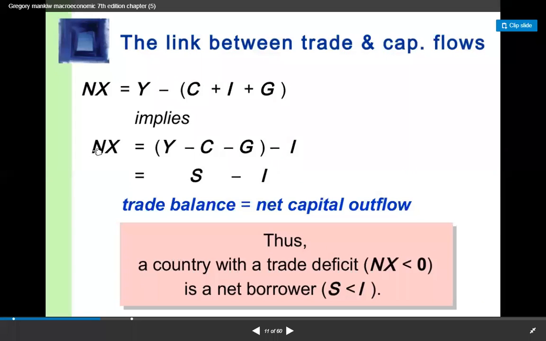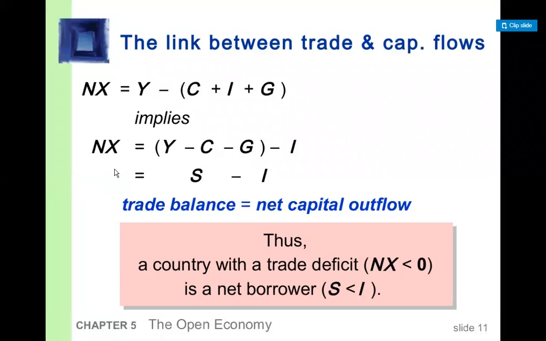When trade is in deficit, trade deficit means that imports are greater than exports. When imports are greater than exports, then trade is in deficit. Why is trade in deficit? Because your currency is appreciated, and the local interest rate is higher. When the local interest rate is higher, then you are a net borrower.